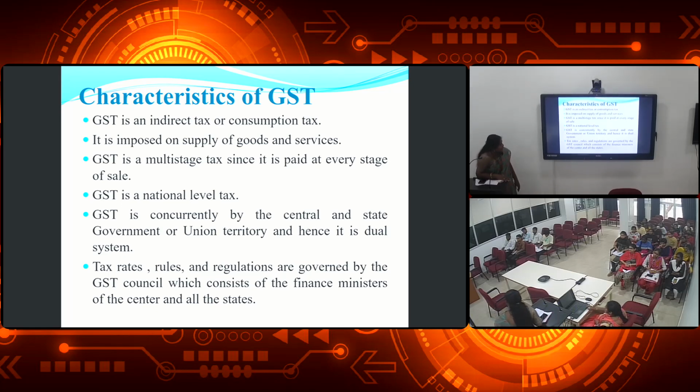Okay. Next, the tax rates, rules and regulations are governed by the GST Council. The GST Council is going to fix the prices, the rates, and the rules and regulations. It consists of the finance ministers, who will decide throughout the central and state governments what the rates are and what rules and regulations they are going to frame for the fixation of GST.